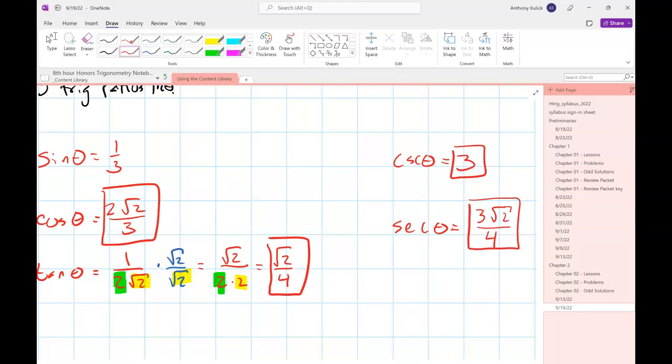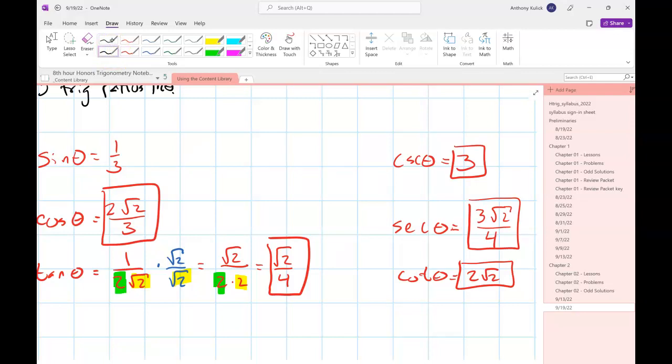Again, we just skipped some steps and did it in our head. If you can't see it, write it out. It'll become obvious pretty quick what happened. Cotangent is 2 root 2 over 1, or just, I'm not writing over 1, I'm just going to write 2 root 2. No sense in writing over 1. It's not wrong if you do it, but I'm going to skip it.